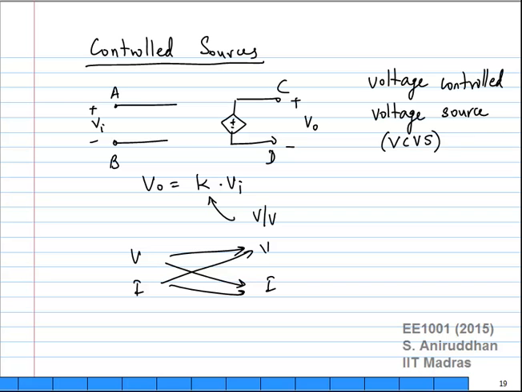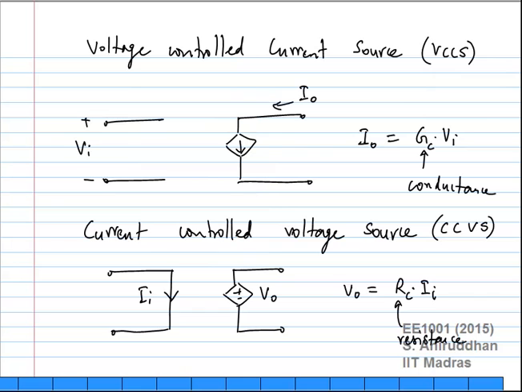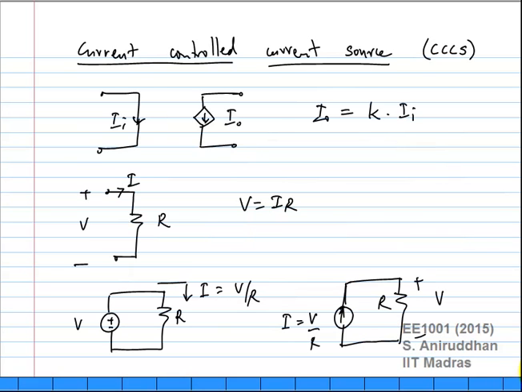Similarly, you also have current controlled voltage sources, where the controlling variable is a current. And you also have a voltage controlled current source, where the output is a current and the controlling variable is a voltage. And finally, you also have a current controlled current source, where the output current between two terminals depends on some input current, some current flowing through a wire. That is what we are talking about.